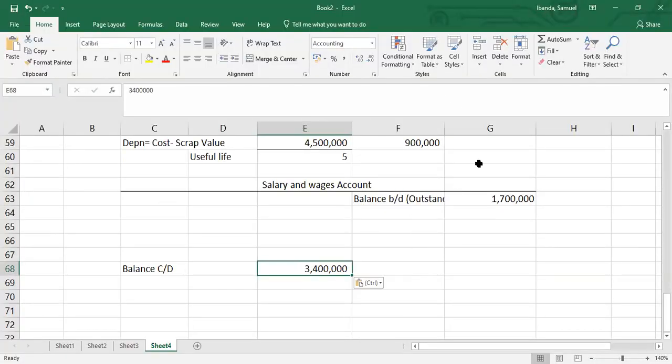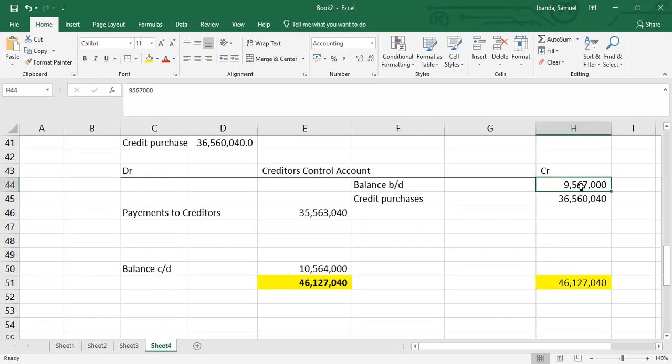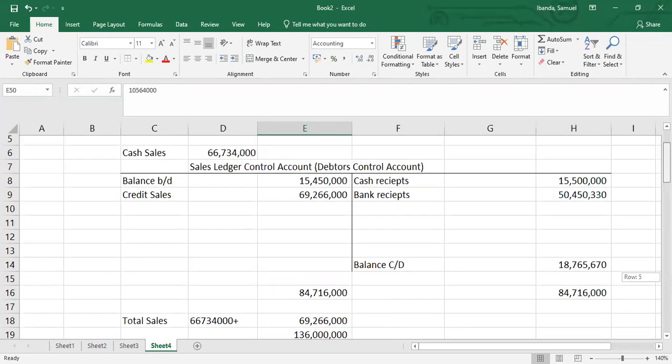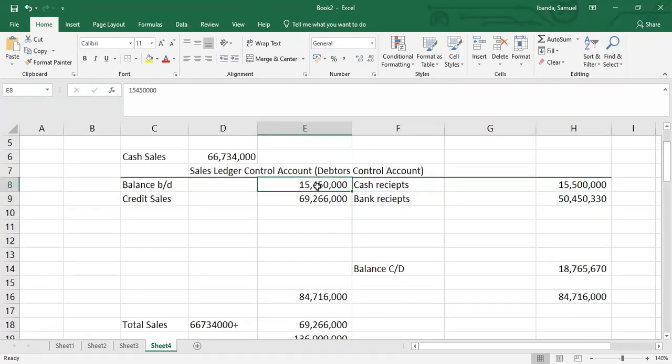Just to highlight to you that in case they had given me prepaid salaries, not outstanding salaries, what I would have done, the prepaid salaries balance brought down would have been here and balance carried down would have been this side. So it's good for you to note. I only did this because these are liabilities. Since I put this balance brought down here, I put the balance carried down on the opposite side, just like the way I did when we did the credit control accounts, okay? As you put the balance here, you put the balance here. The same thing we also did when it came to the sales ledger. We put the balance brought down here according to our double entry, and then the balance carried down was on the alternative side, okay?